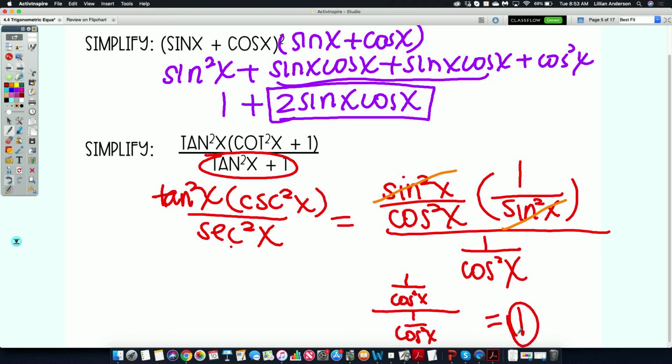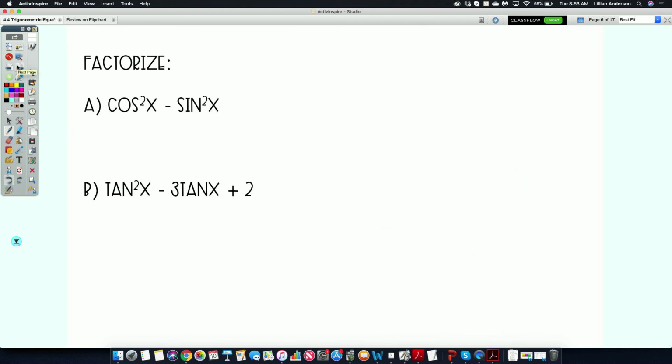Okay, these are just 2 examples. You could be asked to simplify several other things using any of the other identities as well. You could also be asked to factorize. So all of your skills from factoring regular polynomial equations are going to come into play here as well when you're doing trig. So you can't forget how to factor either.